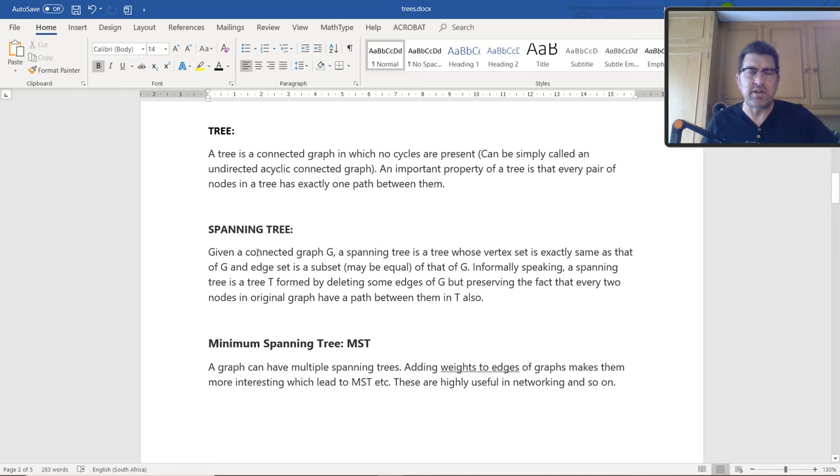So what is a spanning tree? Well, given that you have a connected graph, a spanning tree is a tree whose vertex set is exactly the same as the initial graph G, and the edge set is a subset, or it might also be equal to the edges that there were in the original graph. Informally speaking, a spanning tree is a tree T formed by deleting some of the edges of the initial graph G, but preserving the fact that every two nodes in the resultant graph have a path between them.